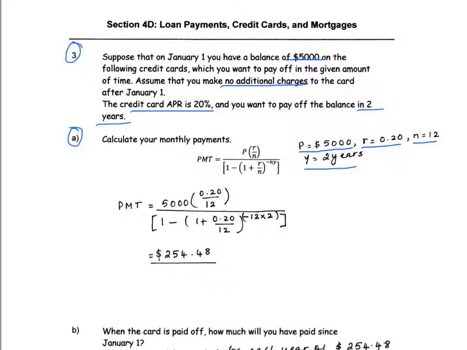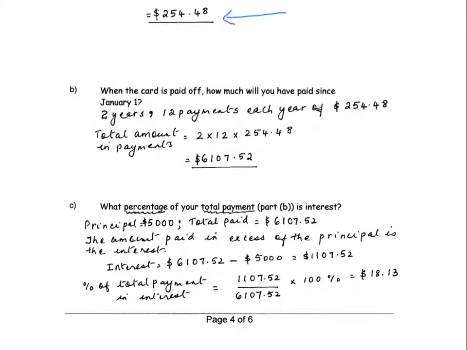So now we need to figure out monthly payments, and this is the formula that we use. Plug in all the numbers and enter the numbers in the calculator carefully, and we get $254.48 to pay off the loan of $5,000. So now we've paid off our loan by making payments of $254.48.